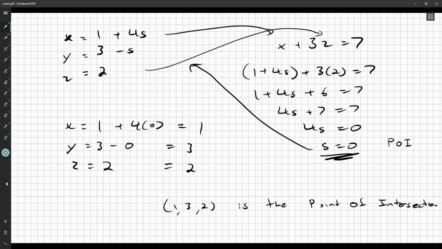Okay, so there was a point of intersection. That's the relationship between this line and this plane. The line comes across, and they do intersect at some point.